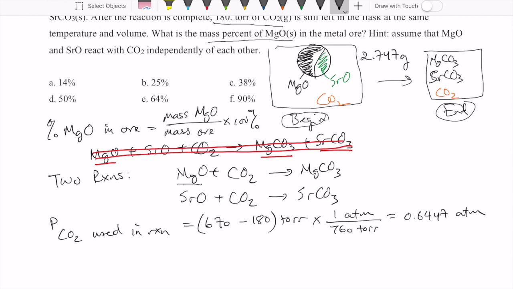Now we have to think about how to bring in mass here of the two different oxides. Whenever you have a situation where you have a total and you need to know the component of each one of them, this is a good time to use algebra to solve the problem.